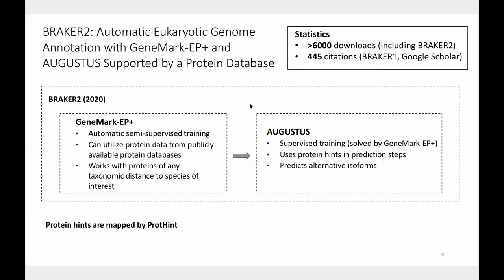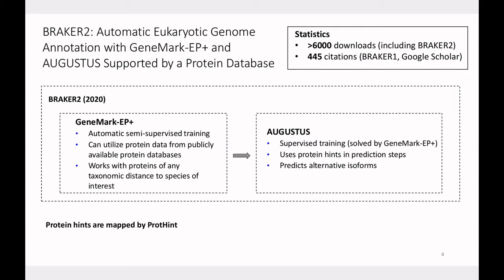And what makes BRAKER2 different from other tools which are using protein information is mainly its ability to utilize the remote homologs. So many algorithms are able to take a very closely related protein and infer the gene structure from it. But not that many, or at least no algorithms that we know of, are able to take proteins which are more distant than maybe the same taxonomical genus and still extract meaningful information from these proteins and use them to improve training and predictions.